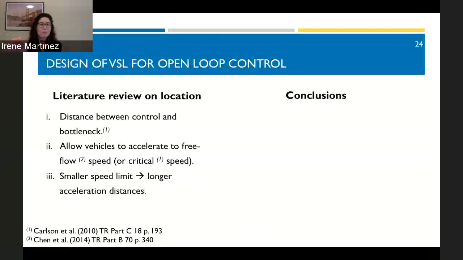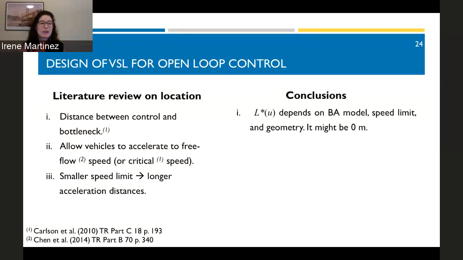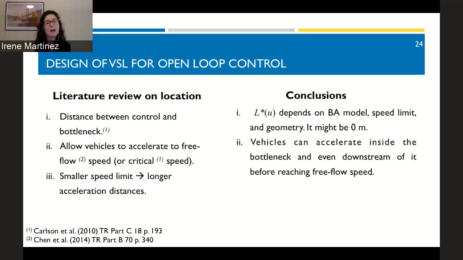So what does that mean for the design of the optimal location of the speed limit control? In comparison to what is taught in the literature, there is a distance between the control and the bottleneck that is needed, but this distance can be zero in some cases because it depends on many variables. The vehicles don't need to reach the free flow speed before entering the bottleneck, but they can continue accelerating inside the bottleneck and even downstream of it.